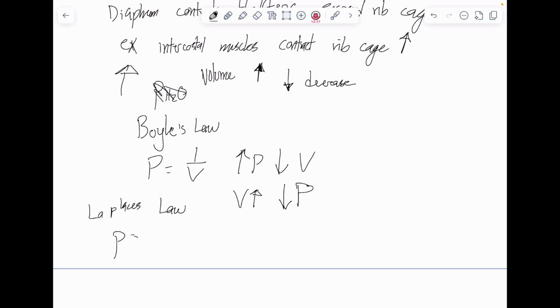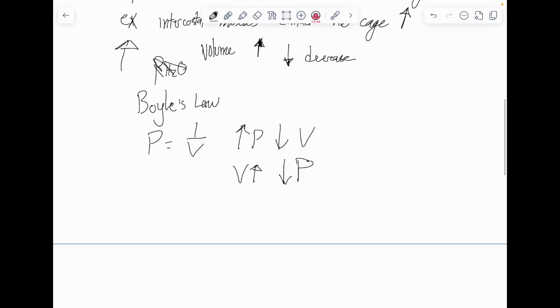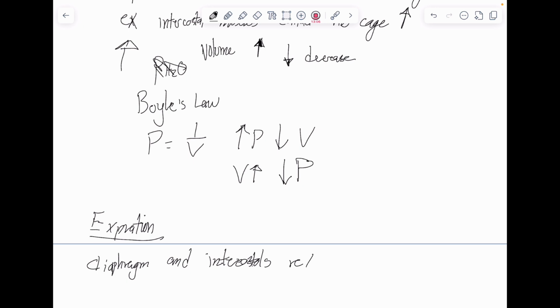The expiration. So yeah, with expiration, it's just the opposite. So our diaphragm. That's how you spell diaphragm. And those intercostals relax. Because they relax, it'll reduce our thoracic volume.